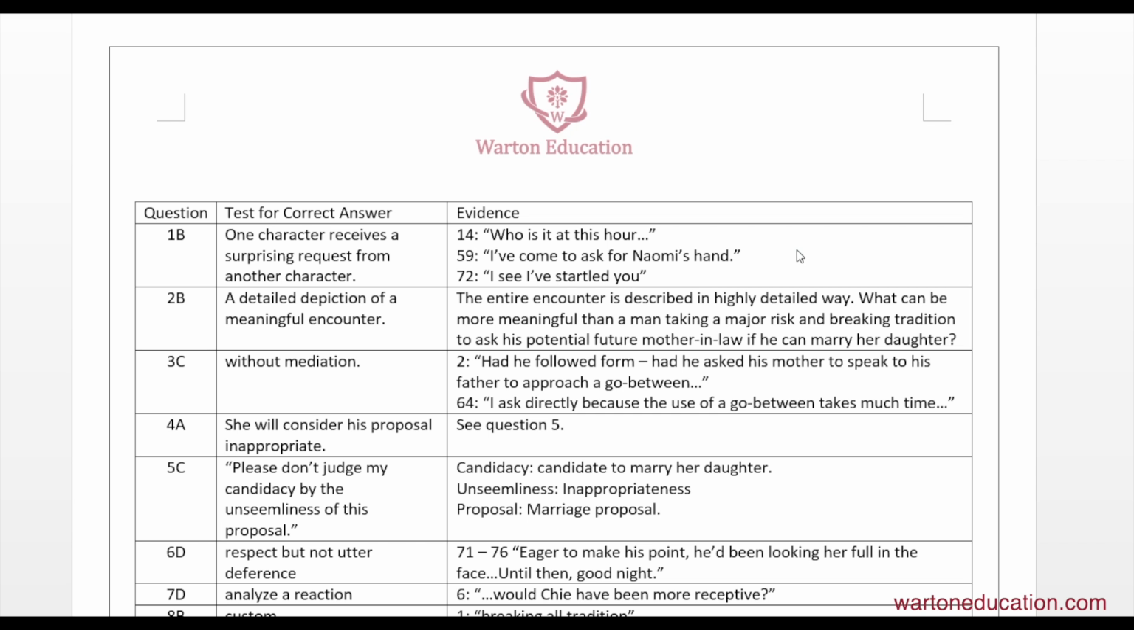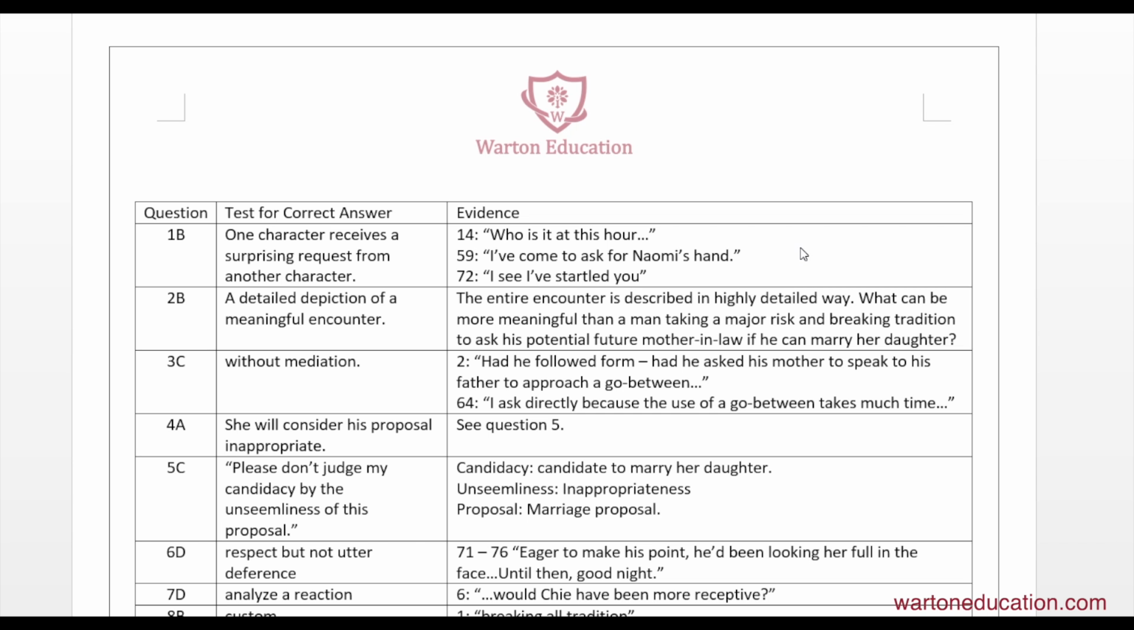So you can see how this mirrors or paraphrases the correct answer. One character, being Chia, receives a surprising request, the surprising request being for the marriage, from another character, which is Akira. Perfectly reflected, and I can point to explicit evidence in the text to support this.